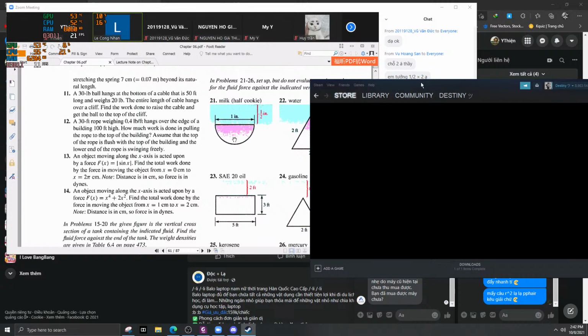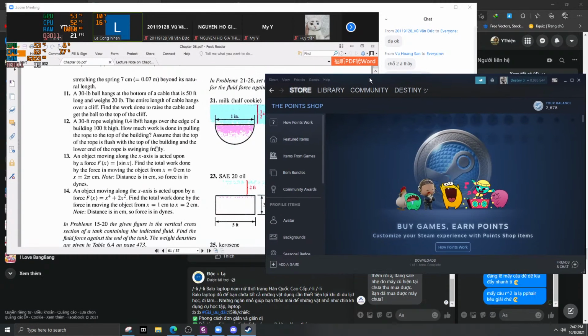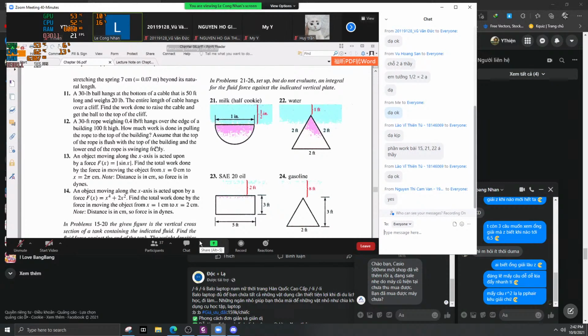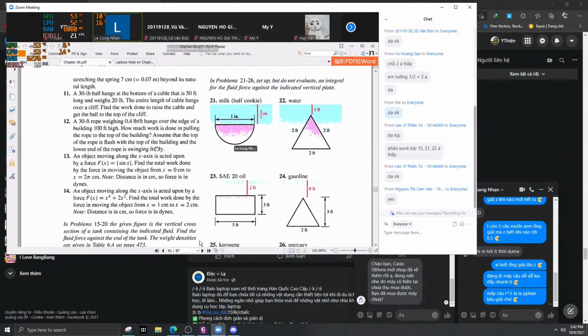First I will set up the coordinates to measure the depth. I choose the origin at the bottom of the plate, and the vertical axis is y. We have x here. We choose a representative part with small width, that is dy, and its position is y from the origin.